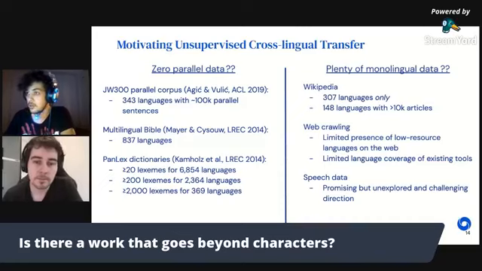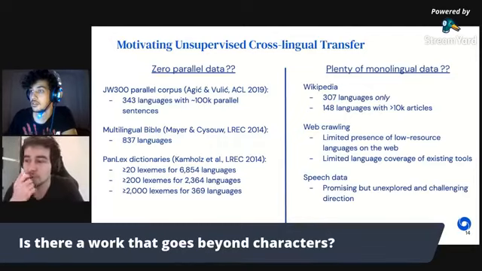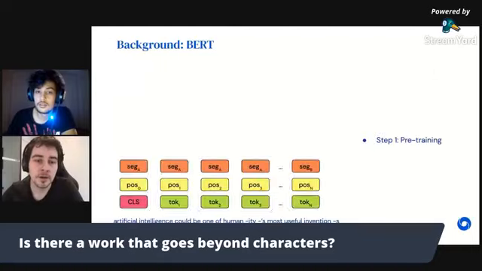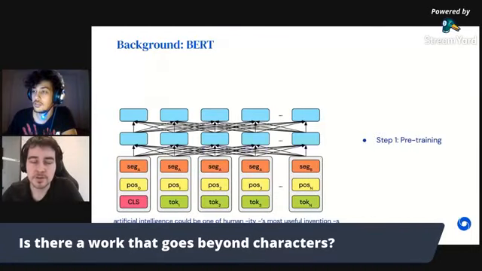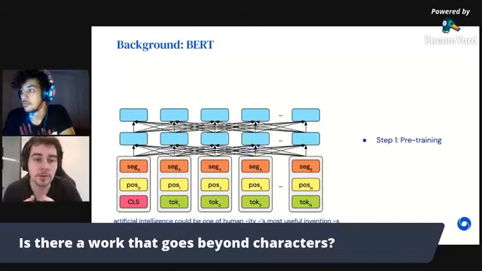It says, is there work that goes beyond characters? Beyond characters, it depends which direction you mean beyond. Most of this work here is based on subwords, so not actually characters. In most cases, you have some subword tokenization method that you apply before you actually train the model on your data, and that gives you a vocabulary where words are split based on frequency information into potentially smaller chunks.